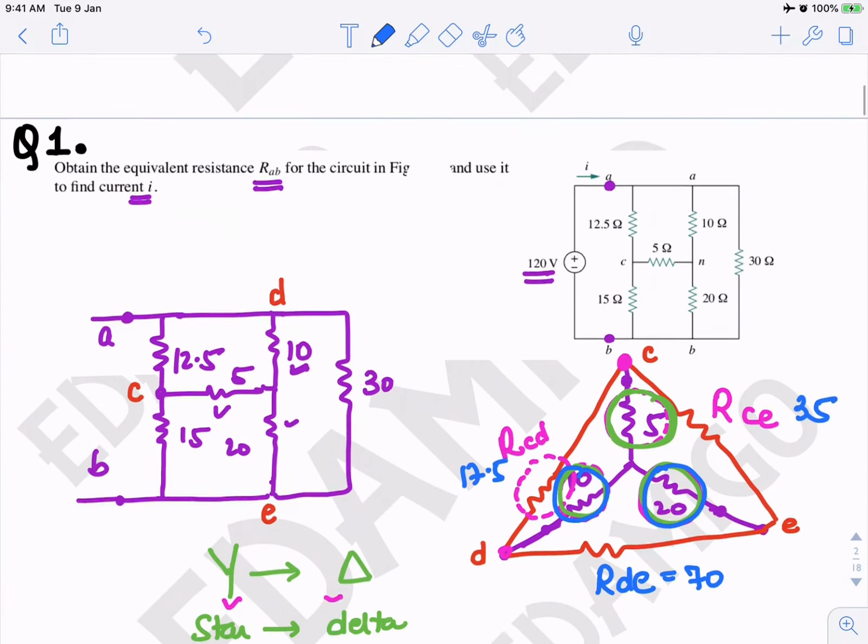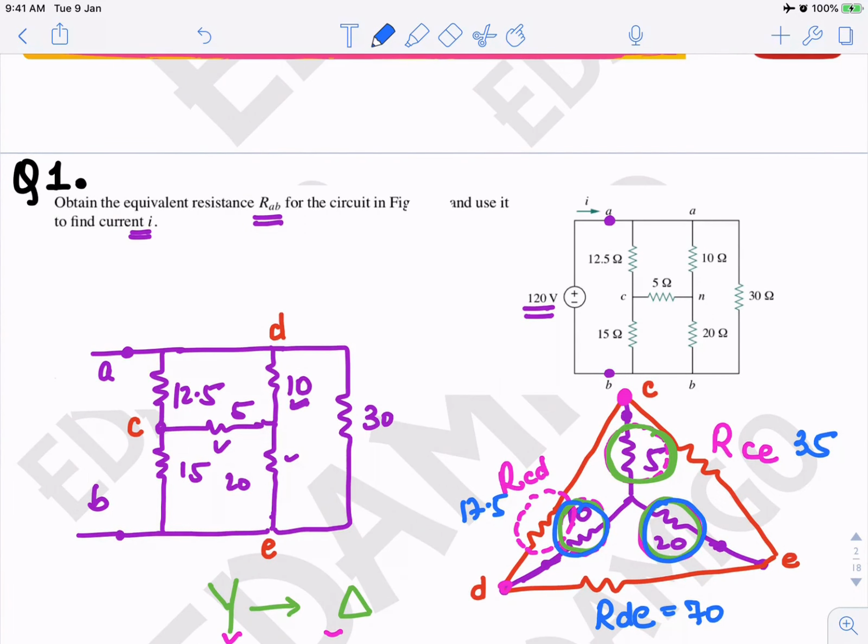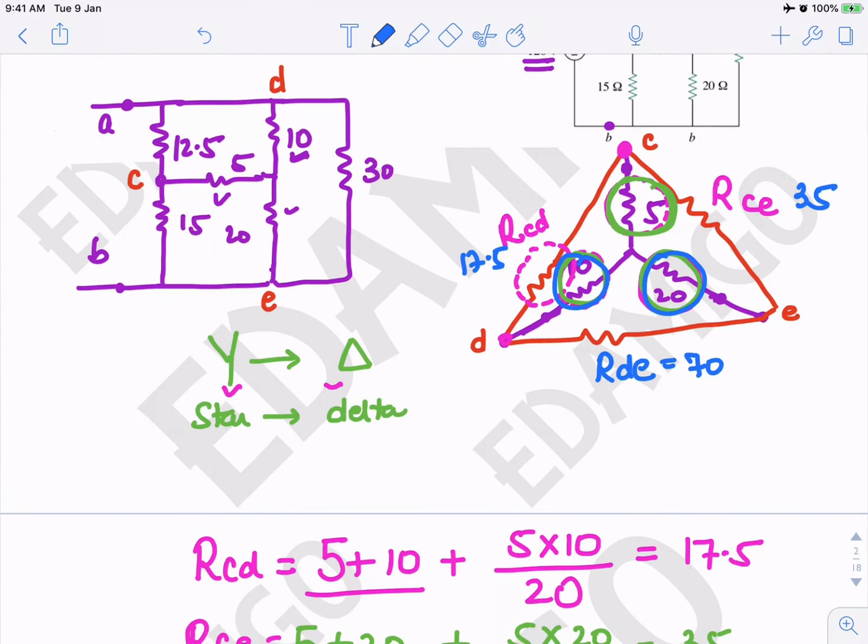I have kept this question especially to tell you how to learn the method to convert from star to delta, and I will keep one more question to learn how to convert from delta to star.